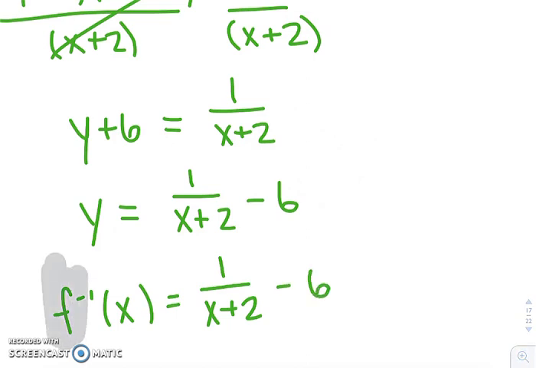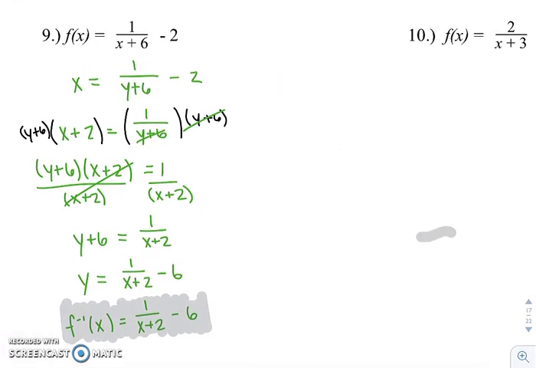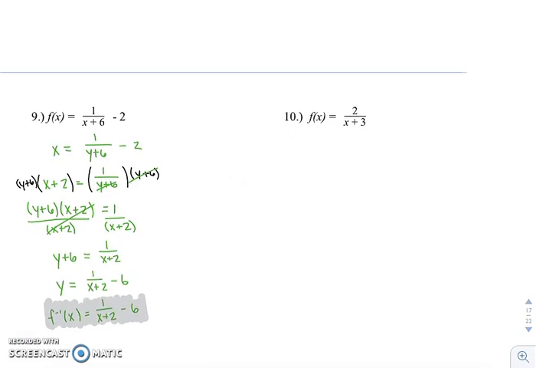So sometimes it's not beneficial to distribute that in there, because if you're trying to isolate y or solve for y, you don't want to distribute that in there and then end up with 2 y's if you currently only have 1. That would make your situation worse. So look at another fraction over here on the right. F of x equals 2 over x plus 3.